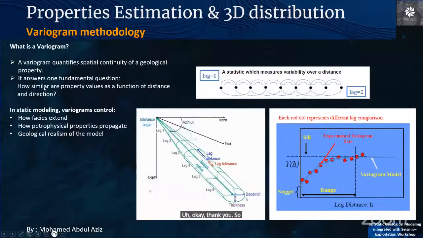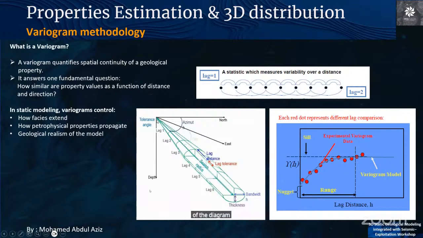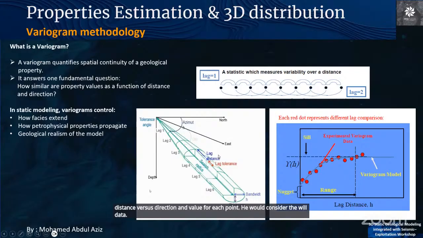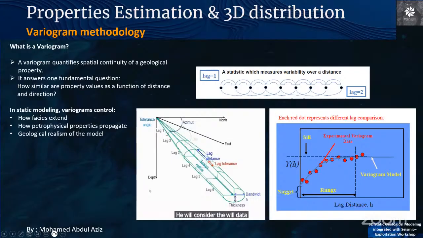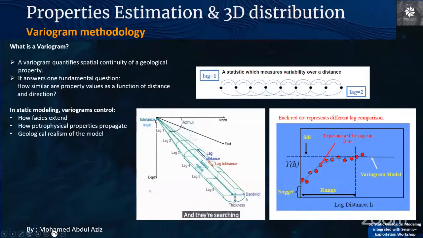So the variogram, as I mentioned, is quantifying the spatial continuity of the geological property. I will repeat it again because it's very important to understand the algorithm of the variogram. It's respecting the distance versus direction, distance versus direction and value for each point. It will consider the well data and try to get the variance at the closest distance, which is the nugget here, and search for it along all the wells you have.